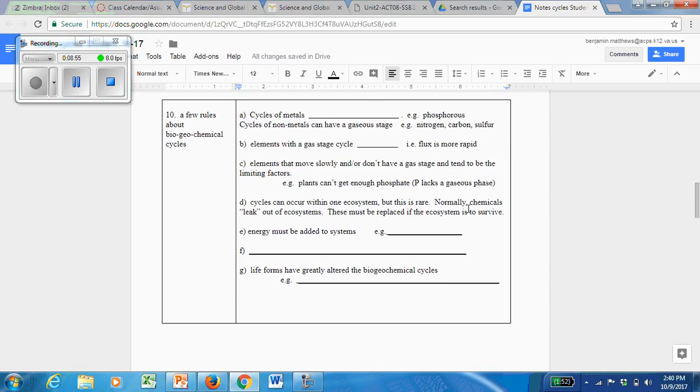Just a couple of rules about biogeochemical cycles. The first one, cycles of metals, I think I've alluded to this with a few people, never have a gaseous phase. And you'll learn about this in earth science, but things like phosphorus, we don't have phosphorus gas, but those non-metals do have a gaseous phase. Nitrogen, carbon, sulfur, you can have that phase.